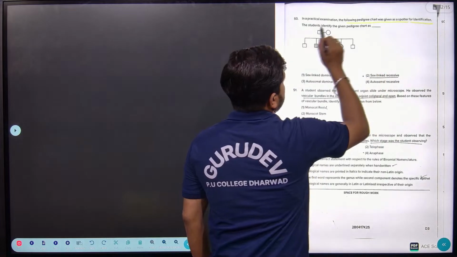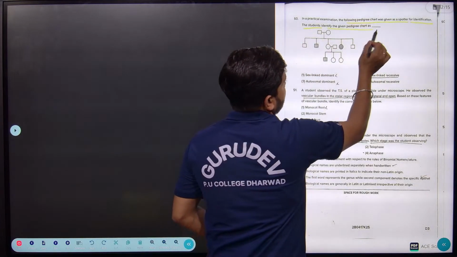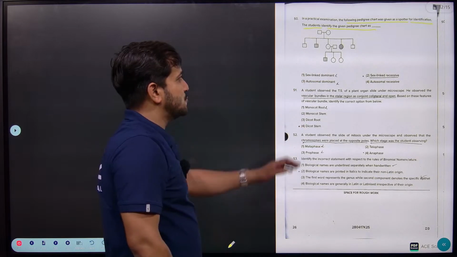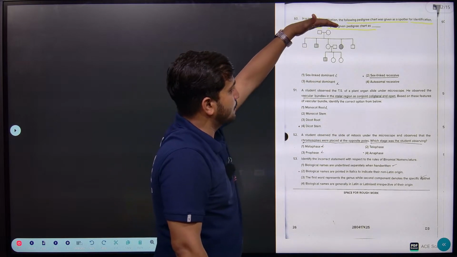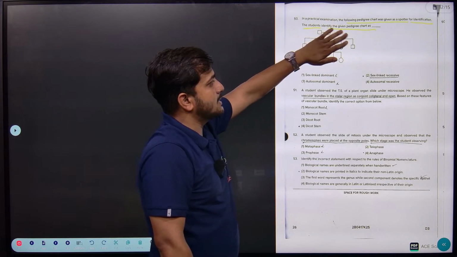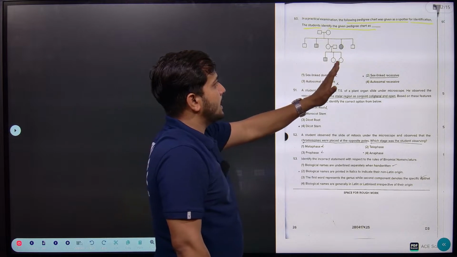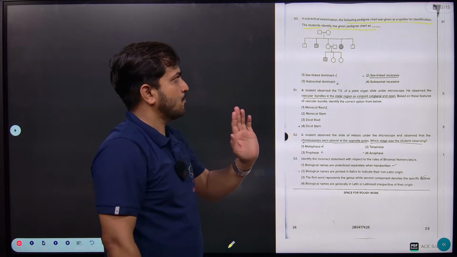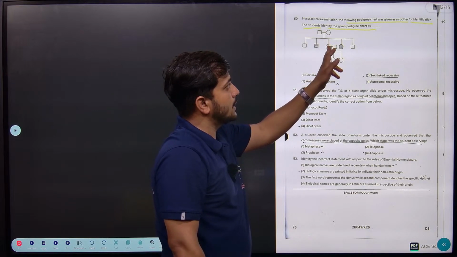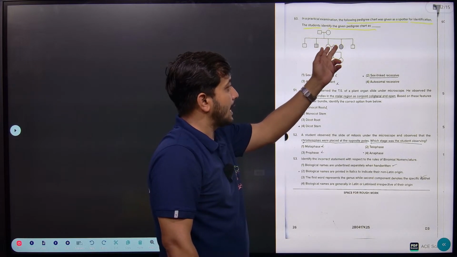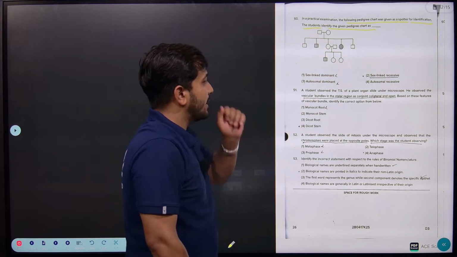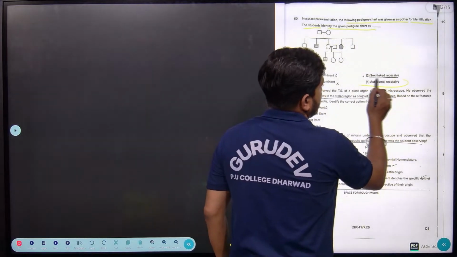So the 50th question: in a practical examination, the following pedigree chart was given as a spotter for identification. The student identified the given pedigree chart as, right? By seeing this, what we feel is it is recessive in nature, because it skipped one generation here, and here also it skipped, right? So we call it recessive. But what I am finding here is that both of the individuals are affected, understand? Here both of the individuals have not carried the character, but it passed on to the male, right? Such a kind of pattern, we call autosomal recessive.